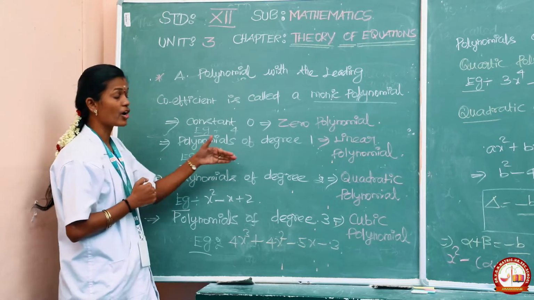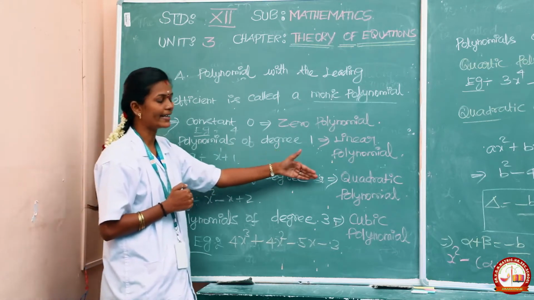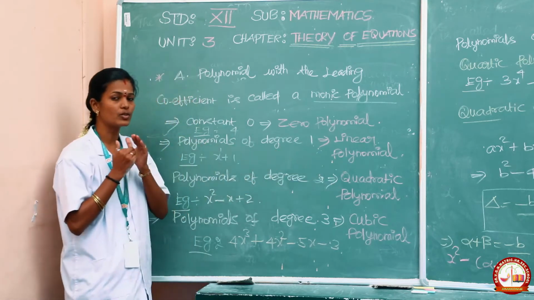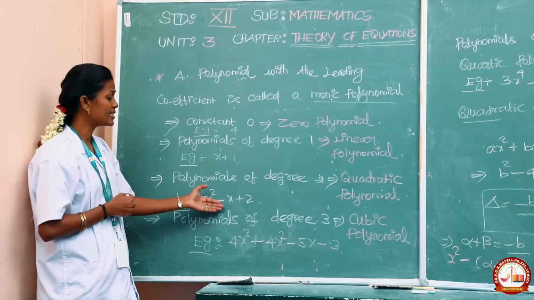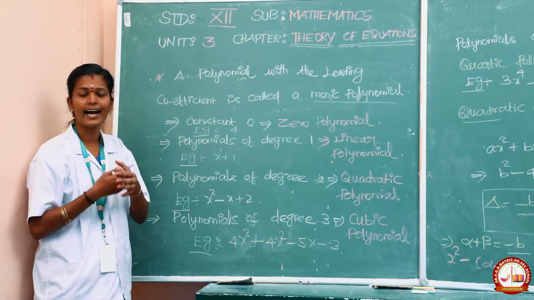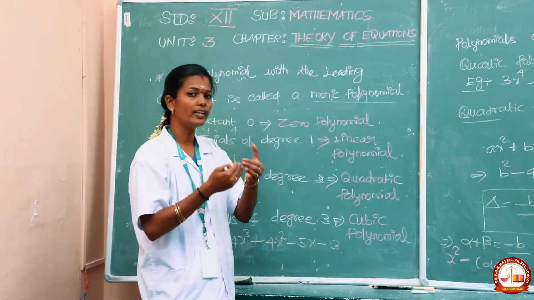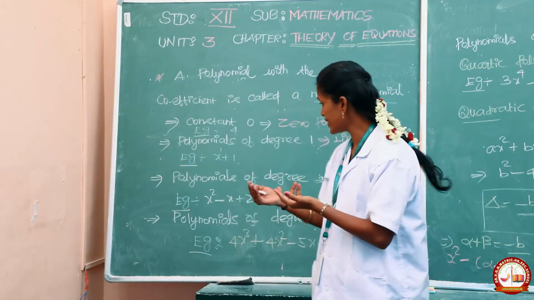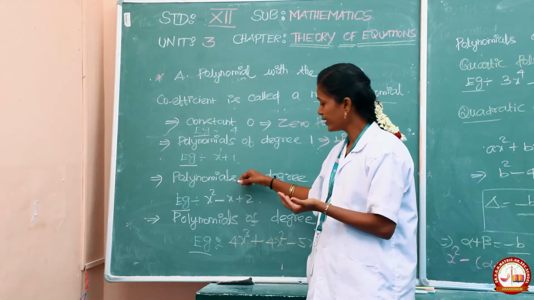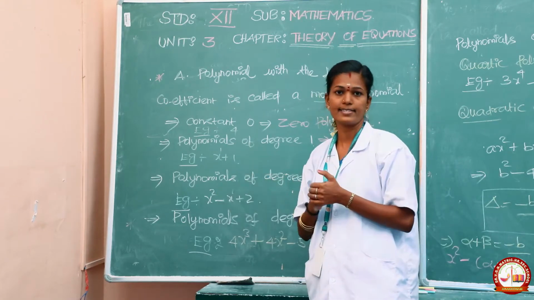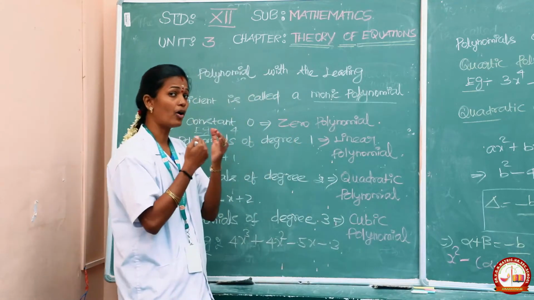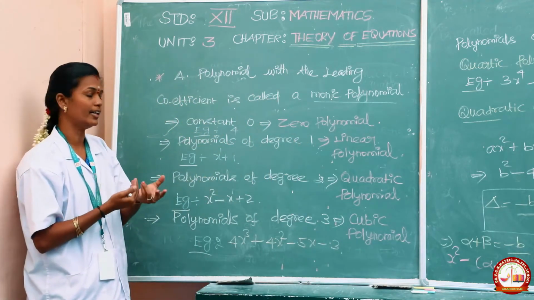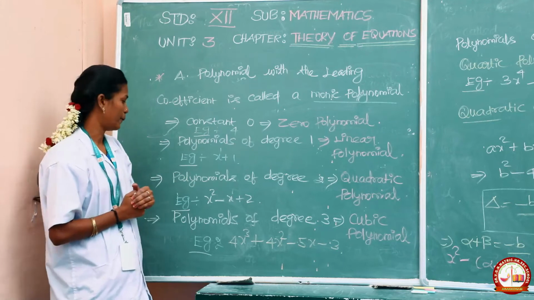Polynomials of degree 2 are called quadratic polynomials. Example: x square minus x plus 2. What is called the degree? The highest power of the polynomial is called the degree. Here, what is the highest power? Here 2, here 1. 2 is the highest number, so it is called the degree of the polynomial. So a polynomial of degree 2 is called a quadratic polynomial.